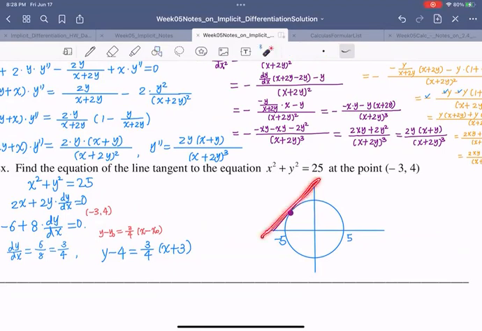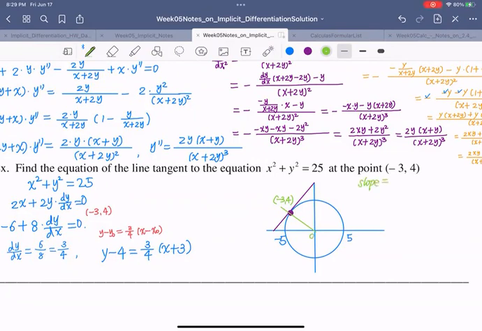They ask you for this line equation. You want to get this line equation. You might notice that since this circle is centered at 0, if you connect the tangent point and the center, this is a radius. The radius is always perpendicular to the tangent line. So I am able to write down here (-3, 4) and (0, 0). The green line.